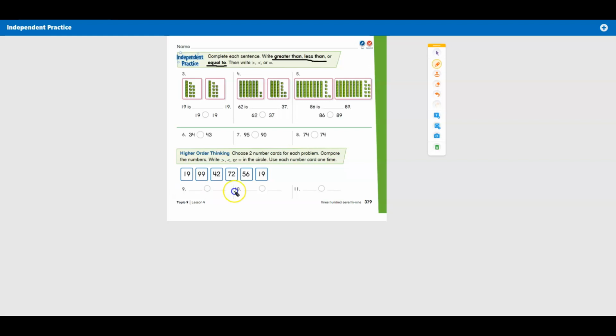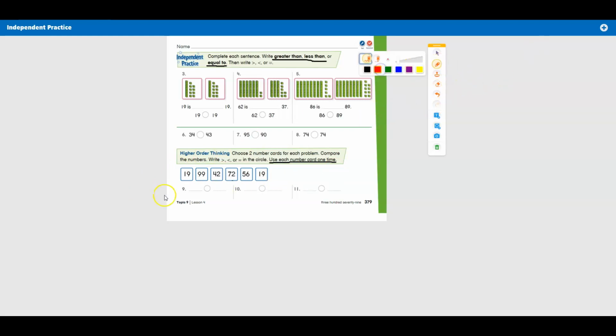So for numbers 9, 10, and 11, you get to use all 6 cards. Each problem has 2 number spaces. You will use each card 1 time. If you would like, you can use 19 and 99 for the first problem, 42 and 72 for the next problem, and 56 and 19 for the last problem. Or you can do whichever order you would like.